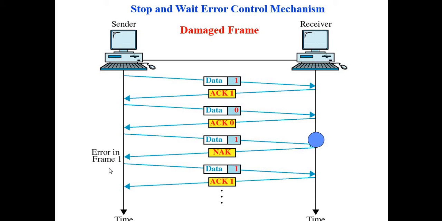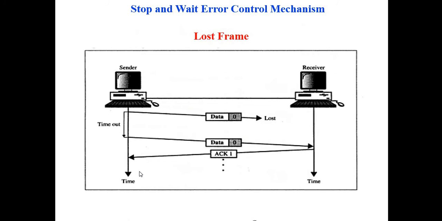So it gives a NAK, meaning negative acknowledgement. S remains at 1 only, so it retransmits frame 1 again. Then the receiver gets frame 1 and gives an acknowledgement for that.